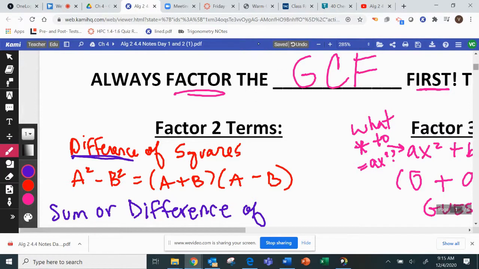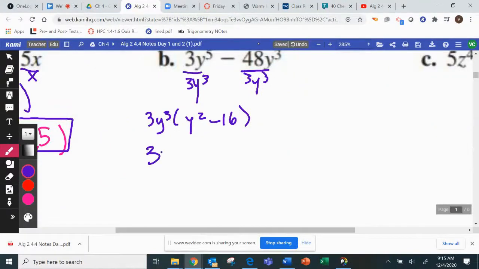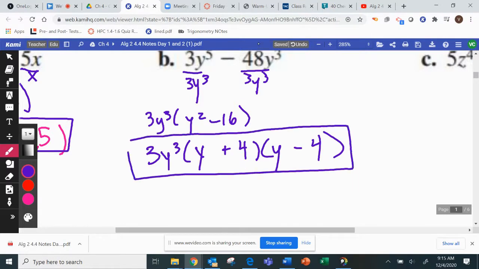If it's 2 terms, do we have subtraction, a difference of perfect squares? Yes. So then we're going to use that difference of squares formula that says 2 parentheses, 1 is plus, 1 is minus, and then we square root. So y and y, 4 and 4. The GCF goes in front. The order in which you put your plus 4 and your minus 4, that doesn't matter.